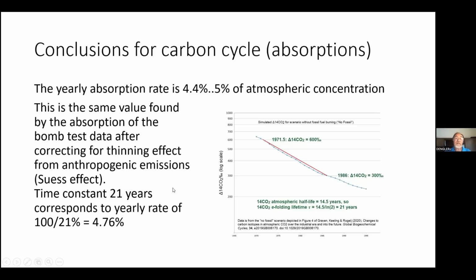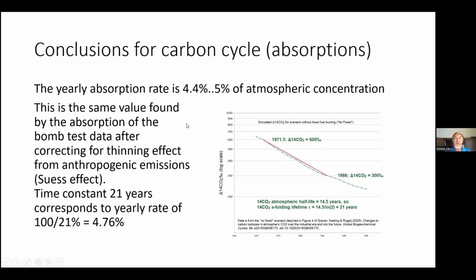And so even if we include the dilution by anthropogenic emissions, we have a time constant of 21 years that corresponds to a yearly rate of 4.76. And this is pretty much exactly the same rate as we discovered when we do the temperature-dependent model. Yeah, so I take this as a very, very good confirmation of that.